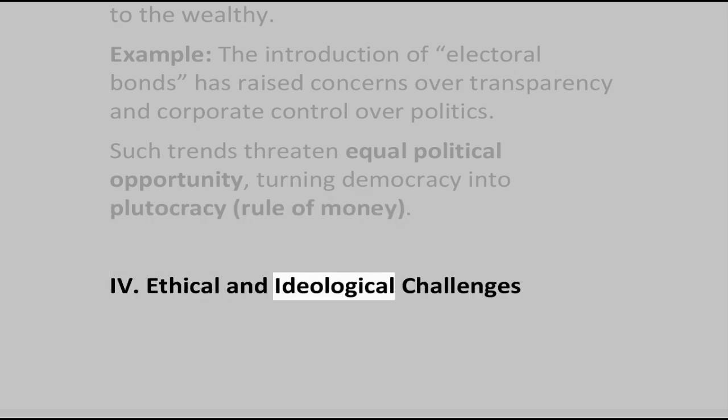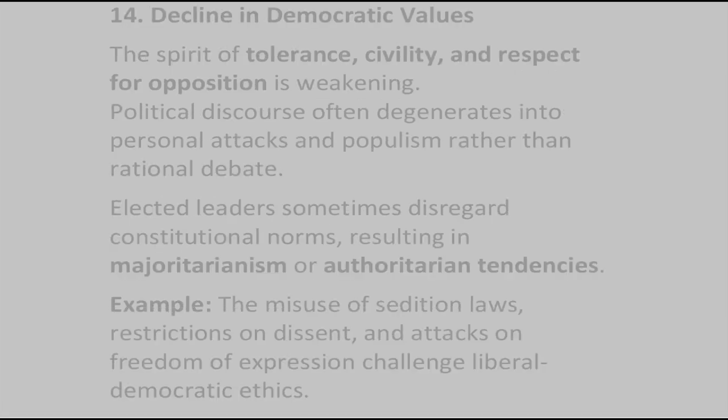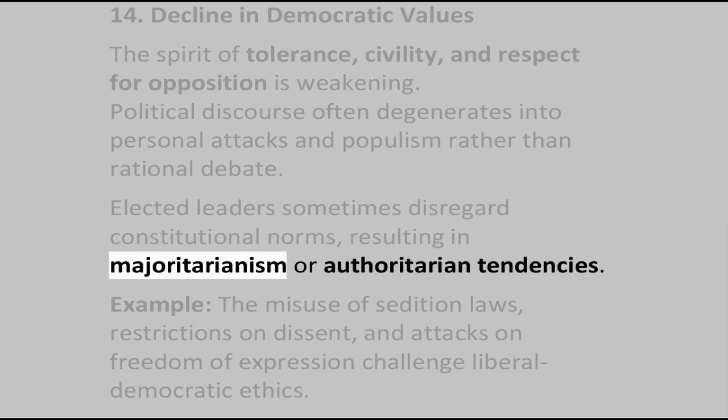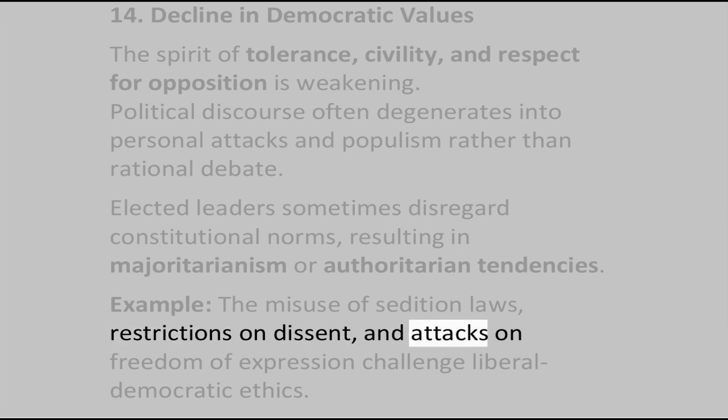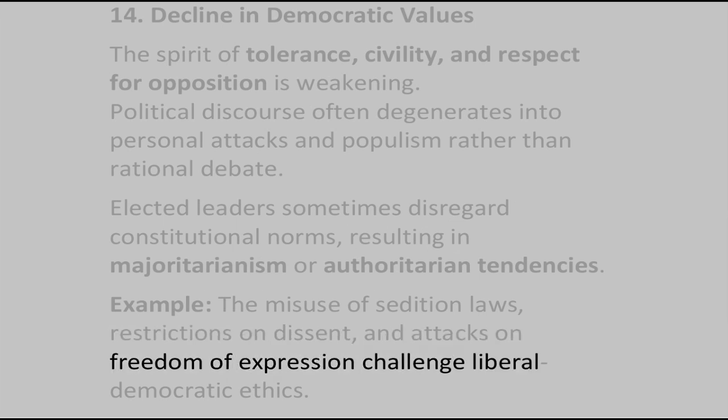4. Ethical and ideological challenges. 14. Decline in democratic values. The spirit of tolerance, civility, and respect for opposition is weakening. Political discourse often degenerates into personal attacks and populism rather than rational debate. Elected leaders sometimes disregard constitutional norms, resulting in majoritarianism or authoritarian tendencies. Example, the misuse of sedition laws, restrictions on dissent, and attacks on freedom of expression challenge liberal democratic ethics.